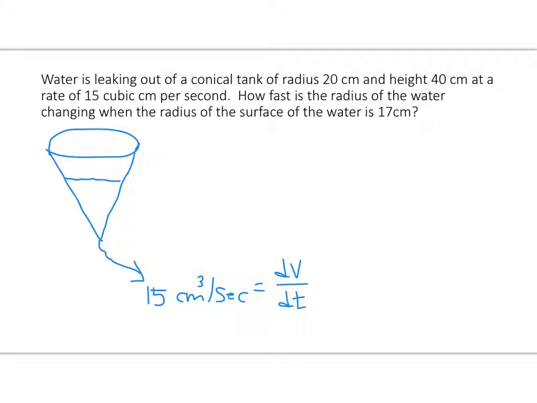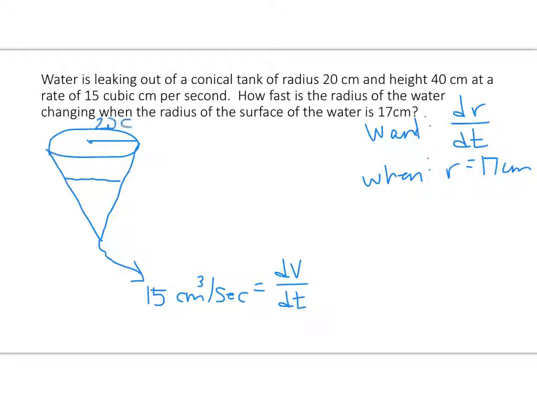Okay. What we want is dr/dt, how fast the radius is changing, and we want that specifically when the radius is 17 centimeters. So they told me the fixed is that at the very top, this is a 20 centimeter radius, and the overall height of the whole thing is 40 centimeters. And we want when the radius is 17 centimeters. So I don't really know what that height is there, right? We have two heights. So what we have to do here is eliminate a variable. We can't have two things that are changing.